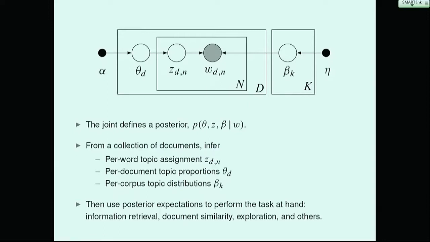And here's the agenda. From a collection of documents, we want to infer the per-word topic assignments Z, the per-document topic proportions theta, and the per-corpus topic distributions beta. And then we take posterior expectations of all that stuff, and we use it to do whatever we want to do: information retrieval, document similarity, build a navigator of our collection, compute predictive perplexity. We do that with the posterior expectations of all that hidden structure.